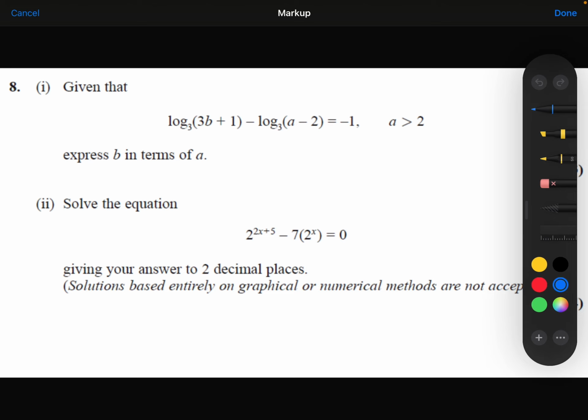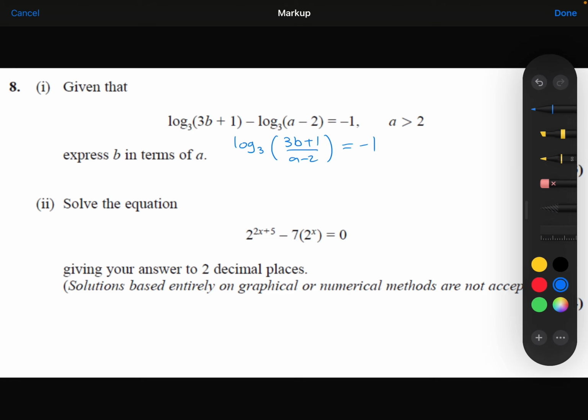Given that log base 3 of (3b plus 1) minus log base 3 of (a minus 2) is equal to minus 1, where a is greater than 2, I need to express b in terms of a. So let me use the laws of logarithms on the left-hand side here. I'm subtracting, so I'm going to use the division law. Like that.